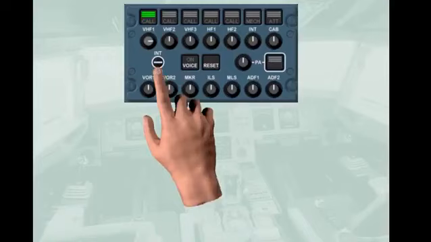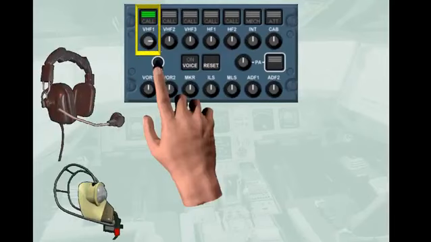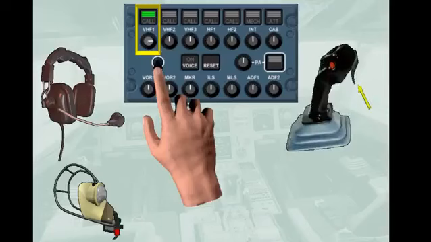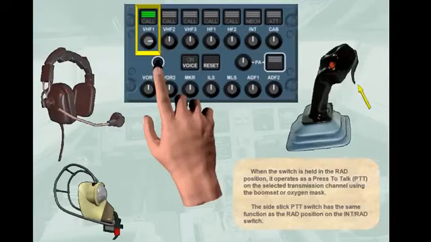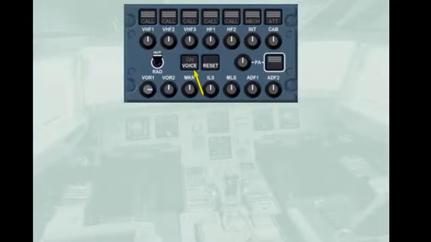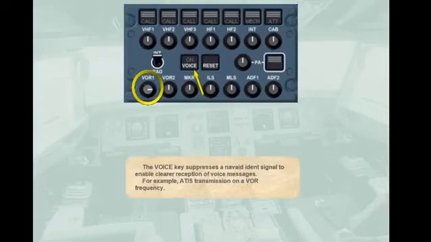When the switch is held in the RADIO position, it operates as a press-to-talk, PTT, on the selected transmission channel using the boom set or oxygen mask. The side stick PTT switch has the same function as the RADIO position on the INT/RAD switch. The voice key suppresses a nav-aid ident signal to enable clearer reception of voice messages, for example, ATIS transmission on a VOR frequency.